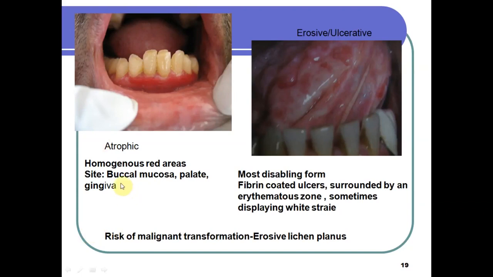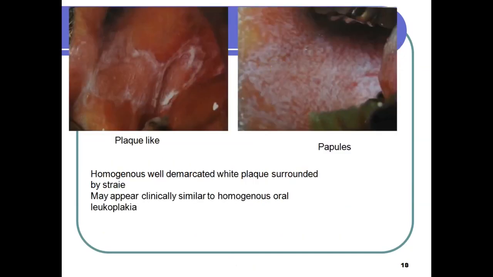And atrophic type shows homogeneous red areas seen in buccal mucosa, palate and gingiva. And the most disabling form is fibrin-coated ulcers surrounded by an erythematous zone, sometimes displaying white striae. This is the erosive or ulcerative type. This was the plaque and papule type.